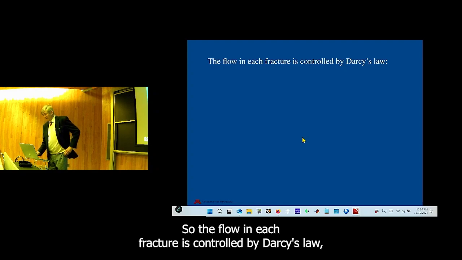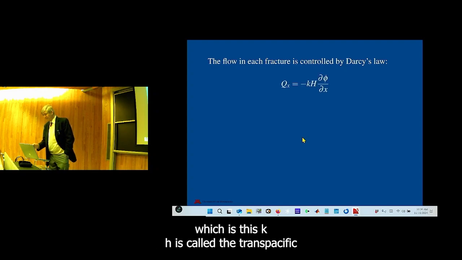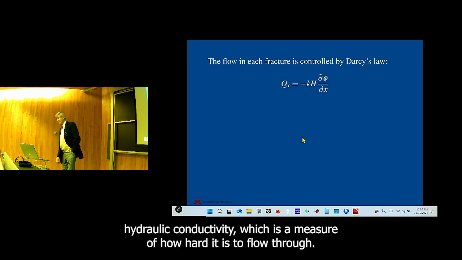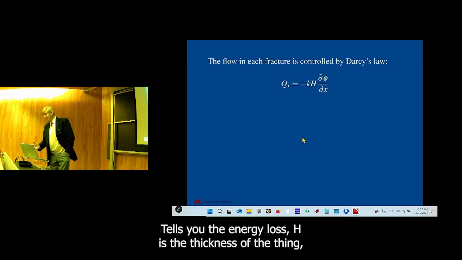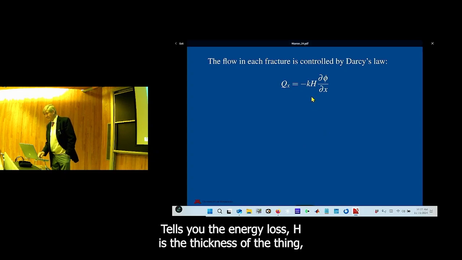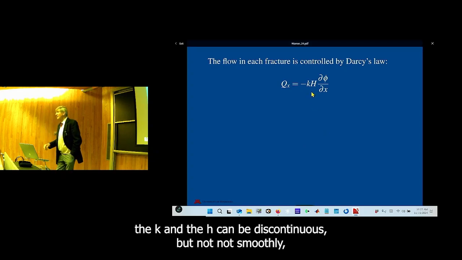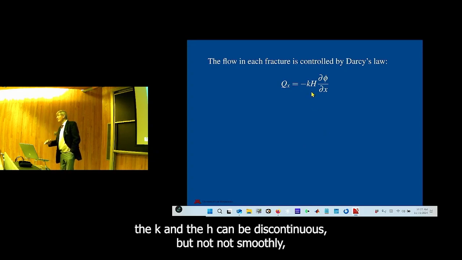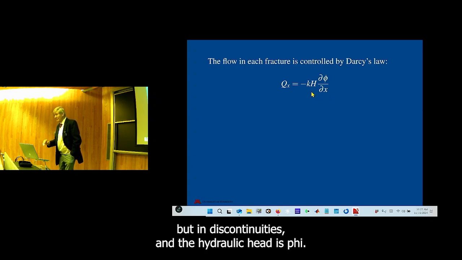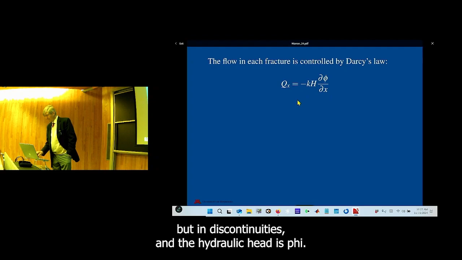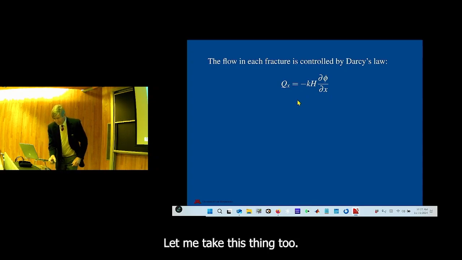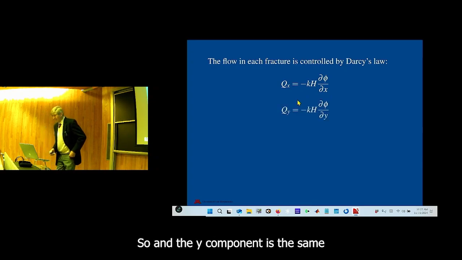So the flow in each fracture is controlled by Darcy's law, which is this. T is called the transmissivity, K is the hydraulic conductivity, which is a measure of how hard it is to flow through, tells you the energy loss. H is the thickness of the thing. The K and the H can be discontinuous, but not smoothly, but in discontinuities. And the hydraulic head is phi. Let me take this thing. I took that. So, and the Y component is the same.